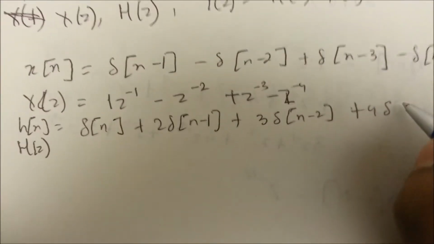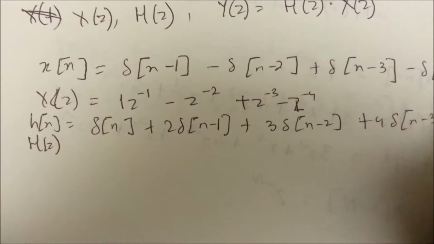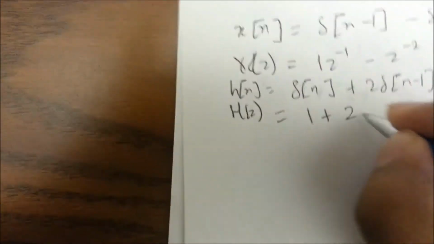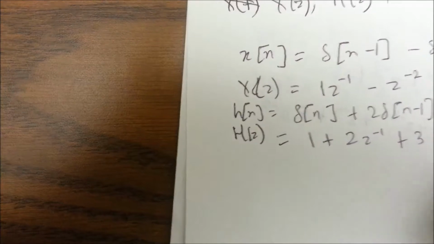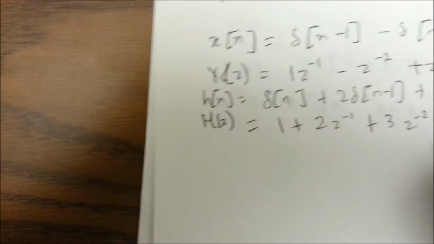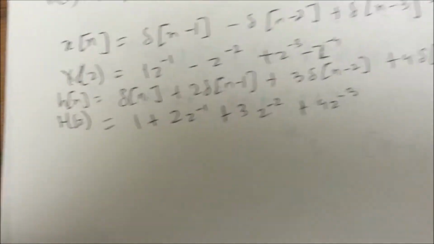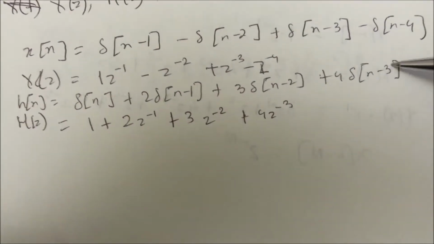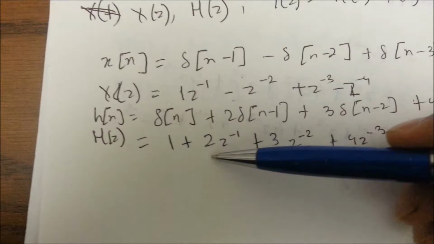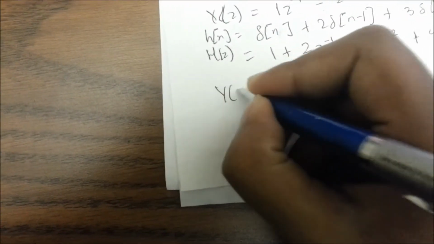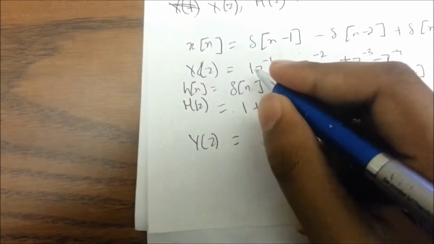When this is translated, we will get 1 plus 2z to the minus 1 plus 3z to the minus 2 plus 4z to the minus 3. This is what we get when we translate the filter. So now we have x of z and we have h of z, and we have to calculate the final output, y of z. This is just the multiplication of this times that.